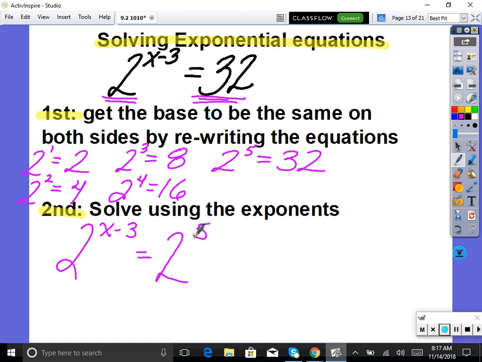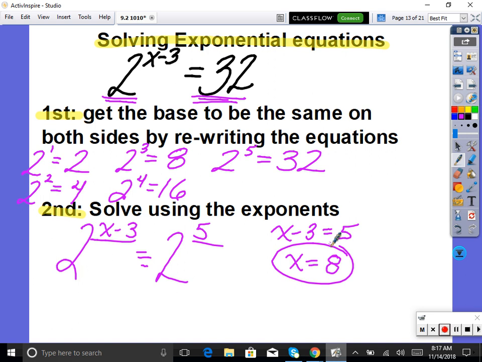And now think about it. If we're trying to make this a true statement, isn't the base already the same? So what matters? Making the exponents the same, right? That would make it a true statement. So now couldn't we just say, when is x minus 3 equal to 5? You guys see how that's our true statement? That will make it be the same statement. So then, add 3 over. So x equals 8. Look, that makes it a true statement. 2 to the 5th equals 2 to the 5th. You guys see? So we just solved using the exponents.